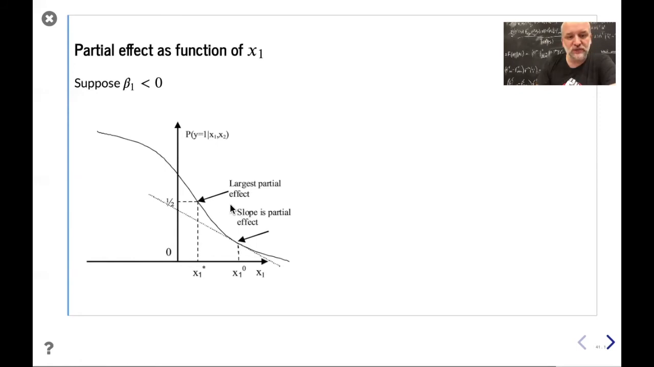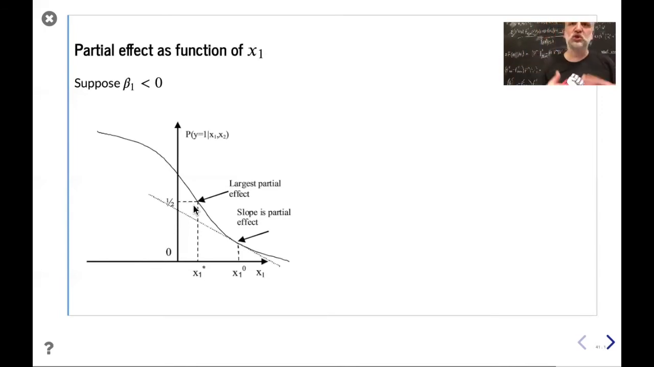The largest effect is when the probability is around 1/2, right? So that's where you're really on the margin from going from zero to one. Whereas the smallest partial effect is in the tails. So you can see it does make a difference if you take the average, which is probably around here, or you take the average of all the partial effects in this data, where a lot of people will have zeros out here, and some people will be out here.